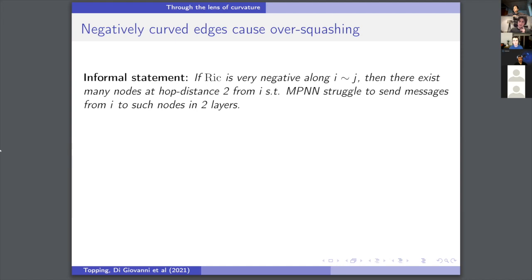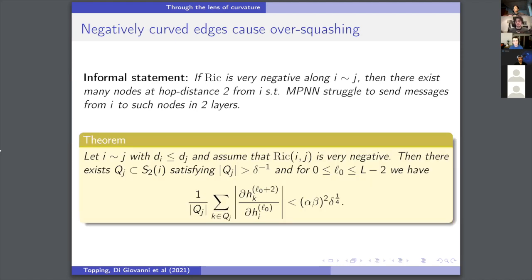And this is just a more explicit version of this theorem, where what we are measuring, the failure of the MPNN, is again via the Jacobian, by showing that on average these Jacobians are going to be small, of order delta to the 1/4, and this is going to be true for a large number, delta to the -1, of nodes.